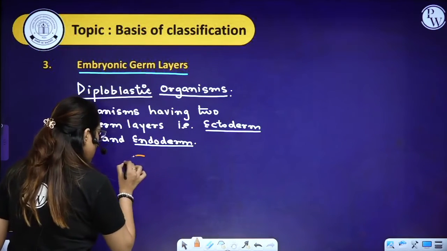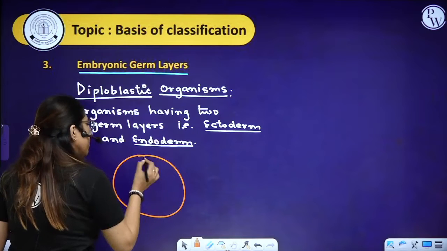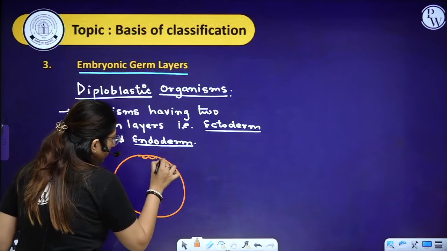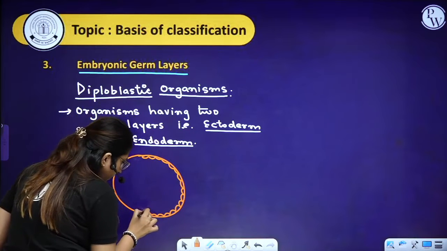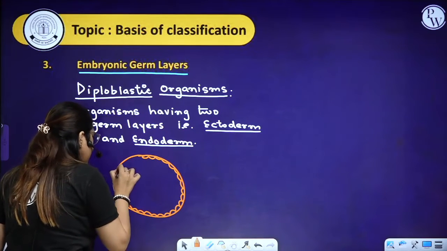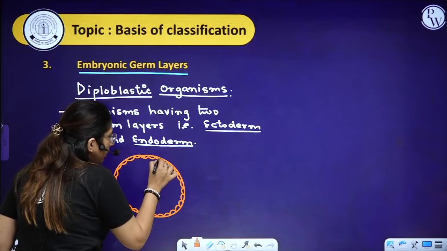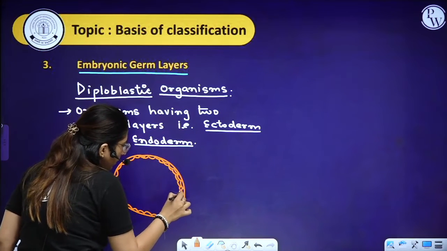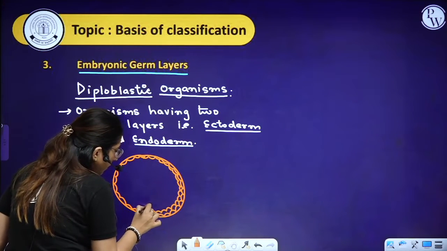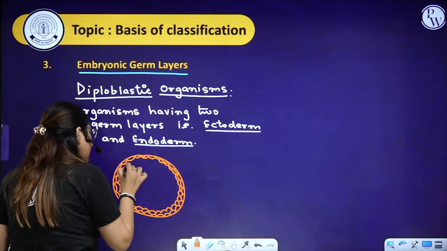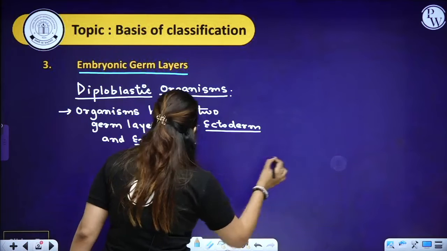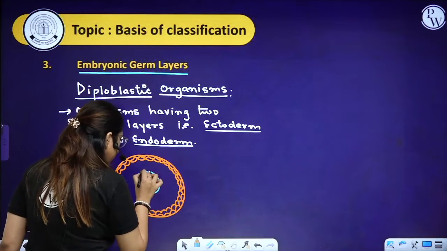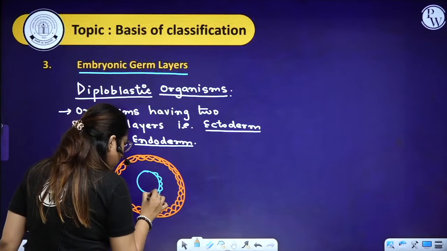So, this is the ectoderm present. Right? Here we have the endoderm.